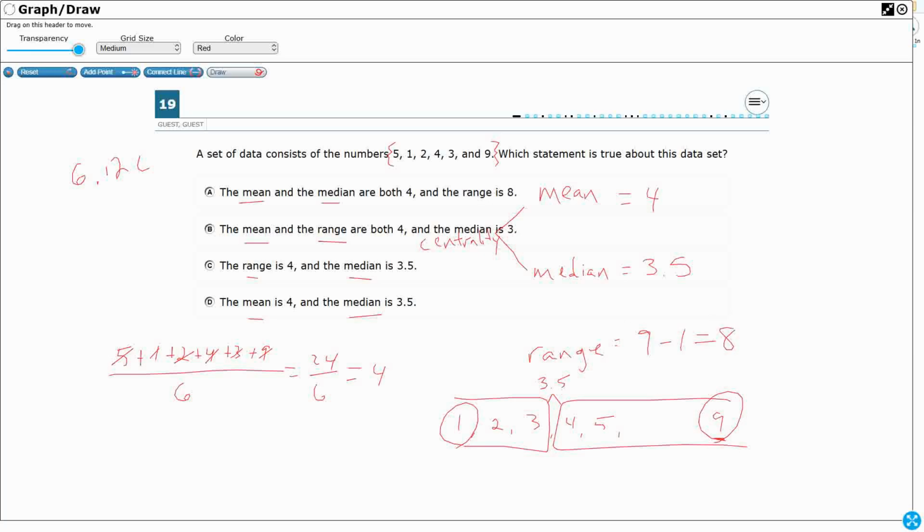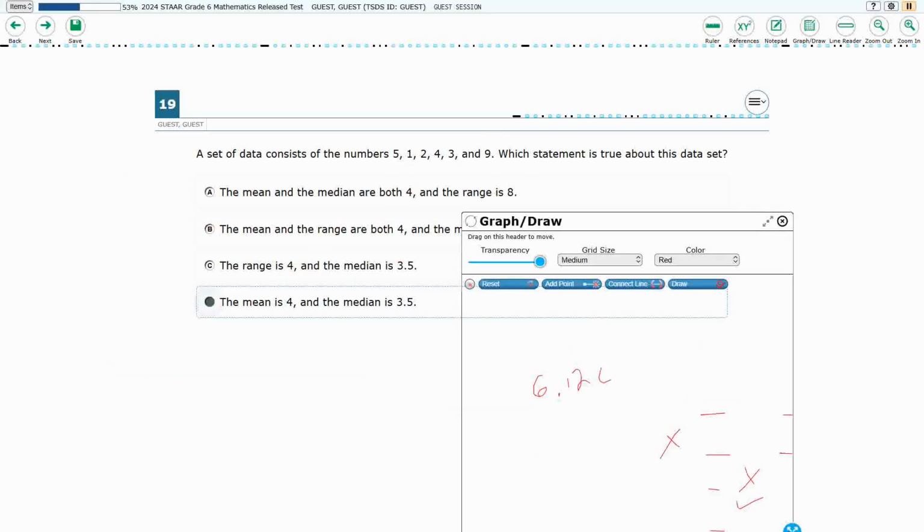Now I'm ready to look. The mean and median are both 4? No. And the range is 8. Yeah, this is very close, but not quite. The mean is 4, but the median is not. The mean and range are both 4? No, the range is not 4. And the median is not 3. Okay, so this one just doesn't work, period. The range is 4? No. The median is 3.5? Yes. The mean is 4? Yes. And the median is 3.5? Yes. Okay, so our answer is D.